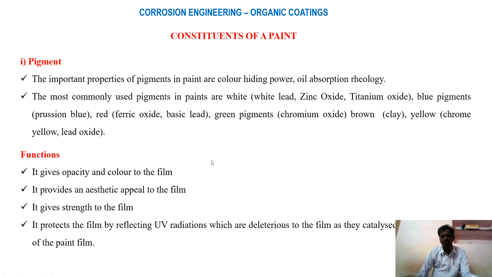These pigments absorb the UV radiation. Thereby, UV radiation cannot decompose the surface of the coating. Thereby, the metal does not come into contact with the environment. That means the metal will be strongly protected from the corrosive reagent. So these are the important functions of the pigment.